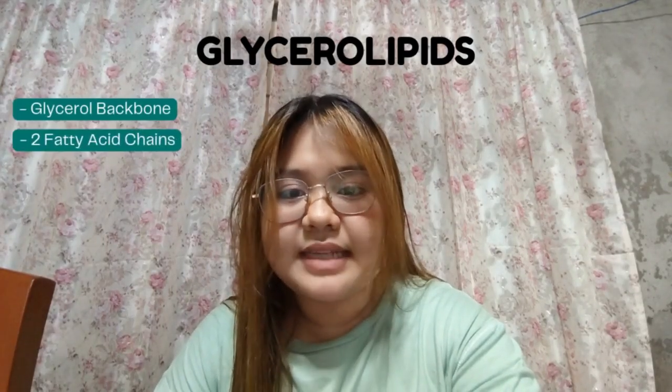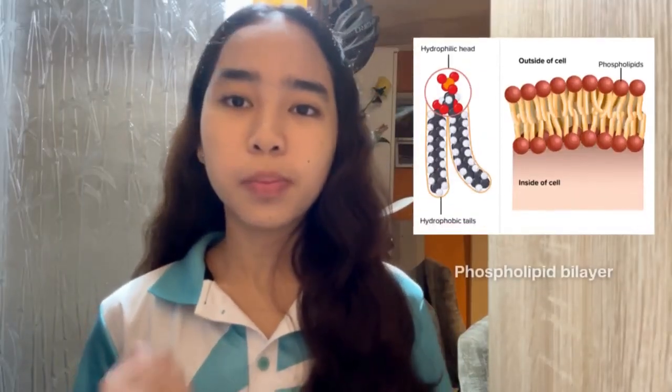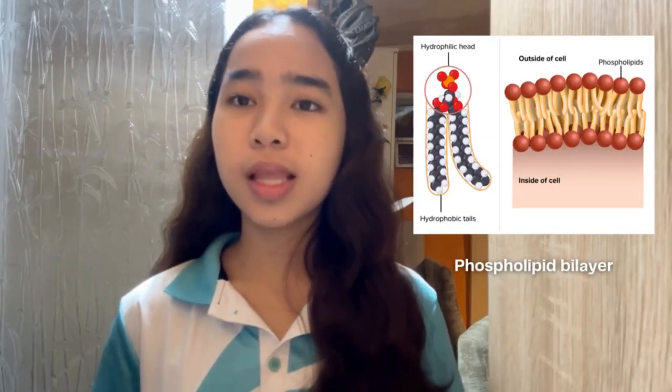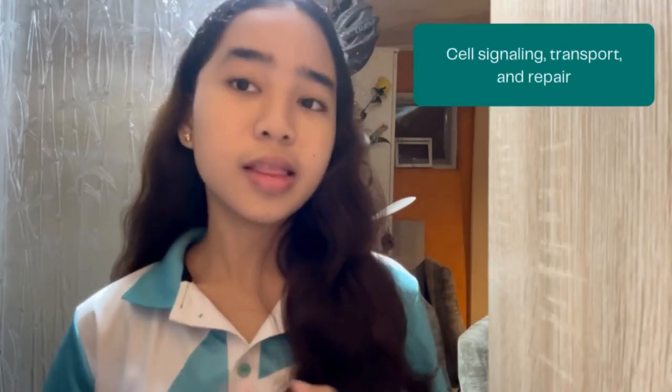Today, we'll focus on two phospholipids, more specifically the glycerolipids, meaning they have a glycerol backbone, two fatty acids, and one phosphate group. This is phosphatidylcholine. It has the classic phospholipid structure with the addition of a choline molecule linked to the phosphate group. It is a major component of the phospholipid bilayer, helping to maintain the cell membrane fluidity and structural integrity. This is also essential for cell signaling, transport, and repair.